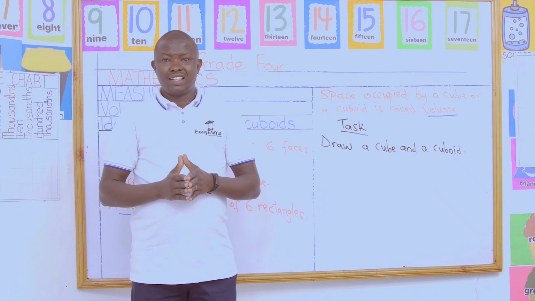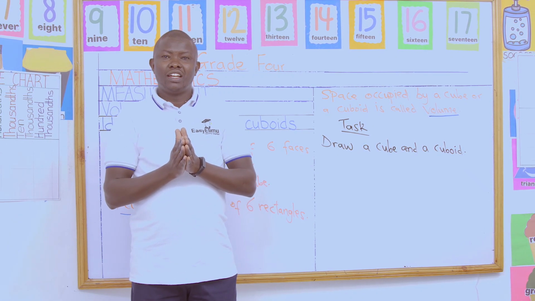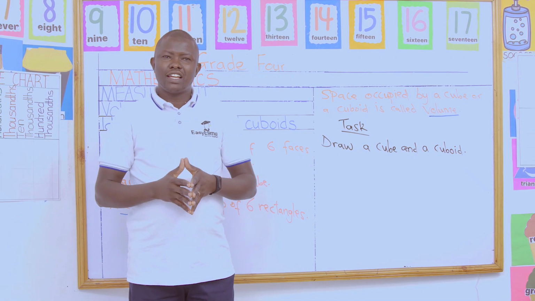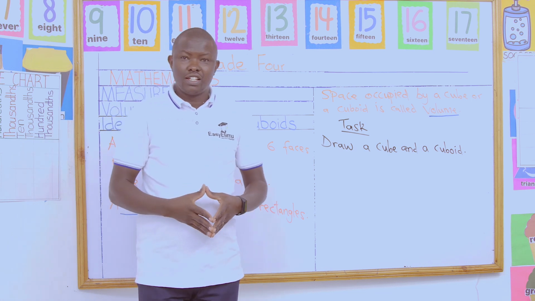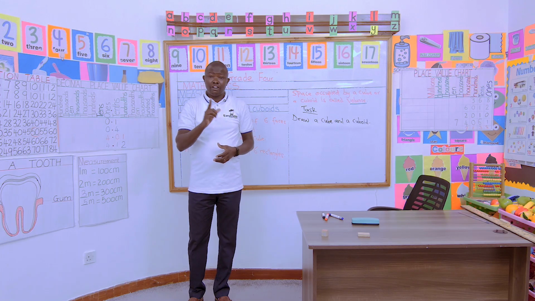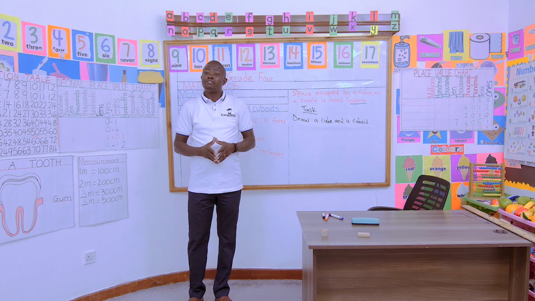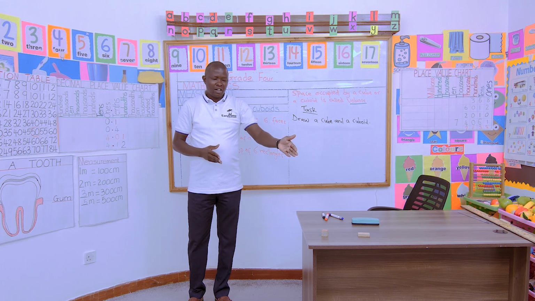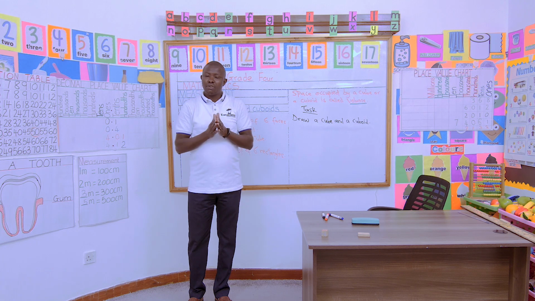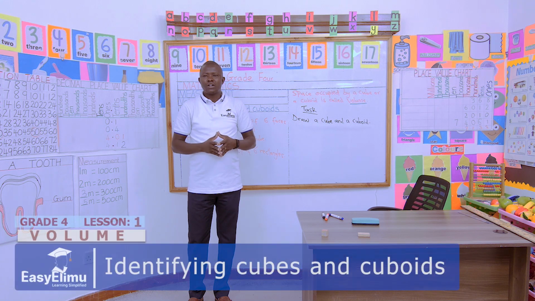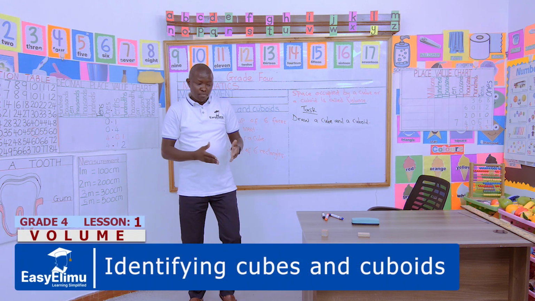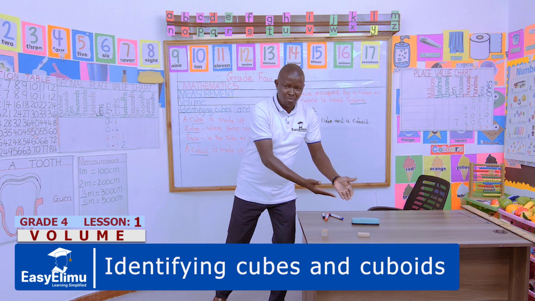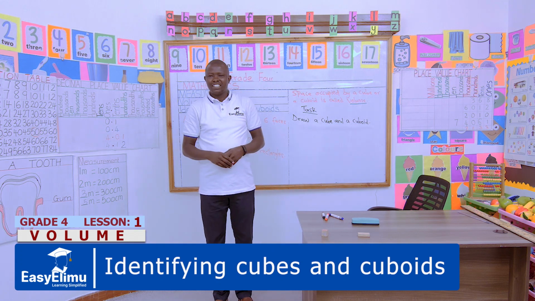And remember this, when you go home, ask your parents, your guardians, and your elder brothers and sisters to help you identify other objects found in our homes that bear the shape of a cube or a cuboid, and make sure you list them. Kindly identify objects found at our homes which bear the shape of a cube and of a cuboid. Let us meet again for the next lesson.